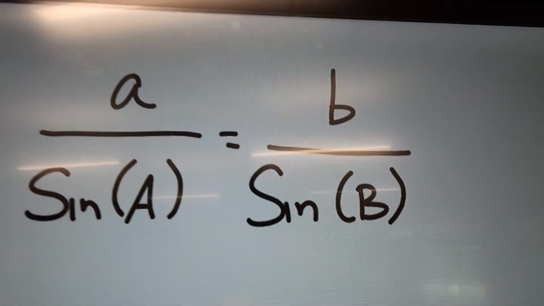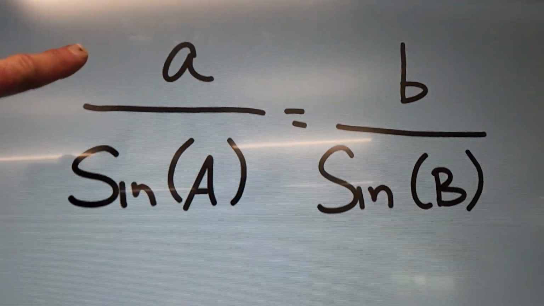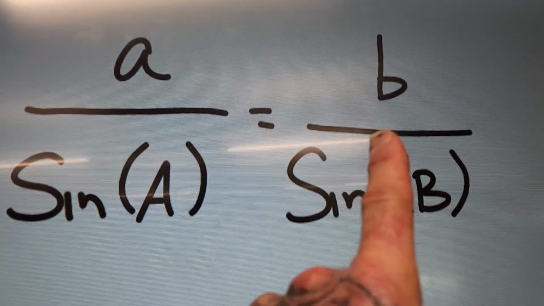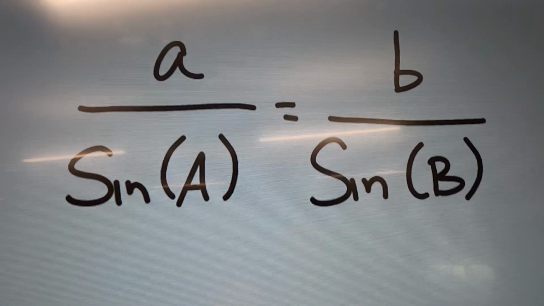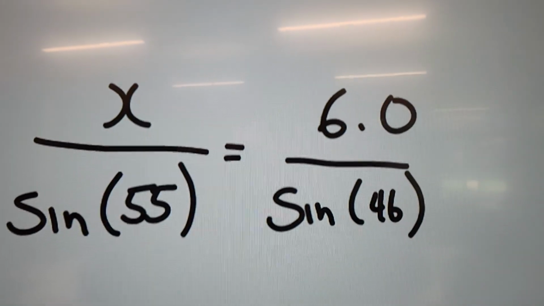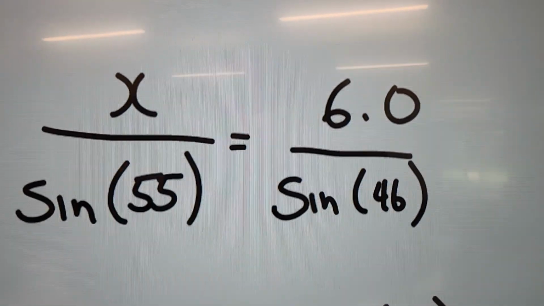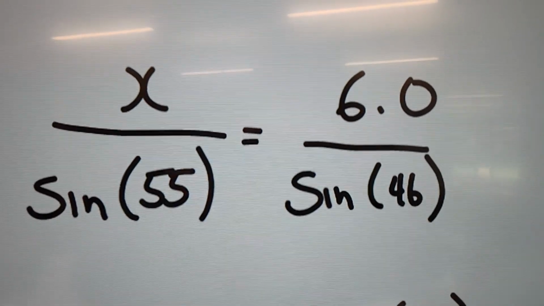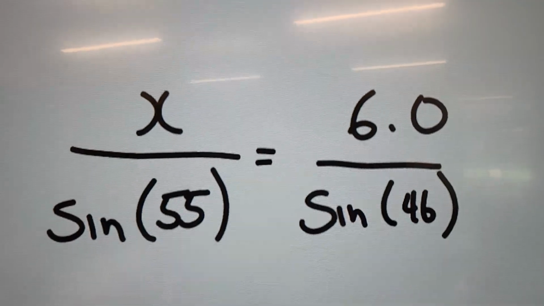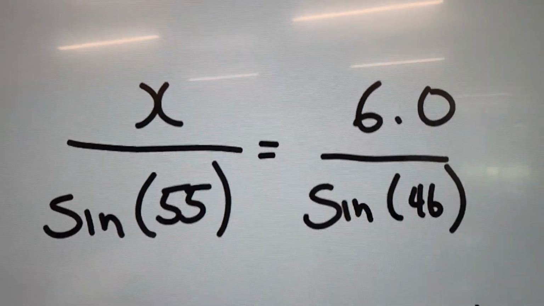so I can find the length of the side marked X using our sine rule, which is the length of side A divided by the sine of angle A is equal to the length of side B divided by the sine of angle B. Now we substitute in our figures from the original patai, and that gives us X over the sine of 55 is 6.0 over the sine of 46 degrees.